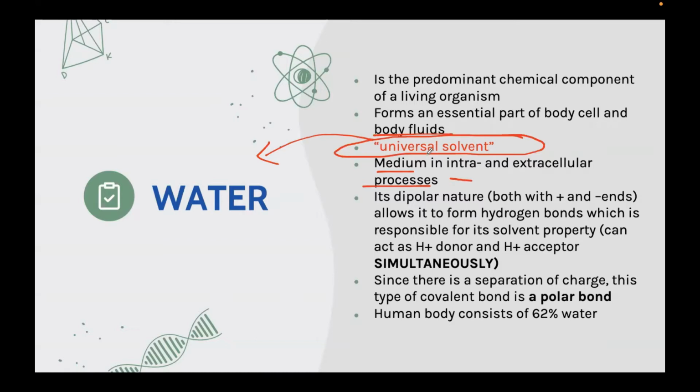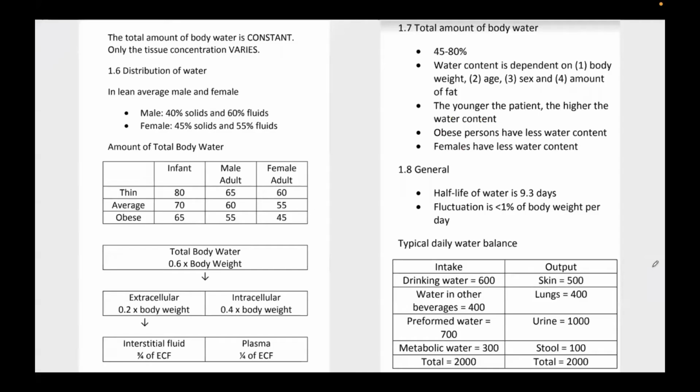Its dipolar nature with positive and negative ends allows it to form hydrogen bonds, which is responsible for its solvent property. It can act as hydrogen donor and hydrogen acceptor simultaneously. Since there's a separation of charge, this type of covalent bond is a polar bond. Human body consists of 62% of water.